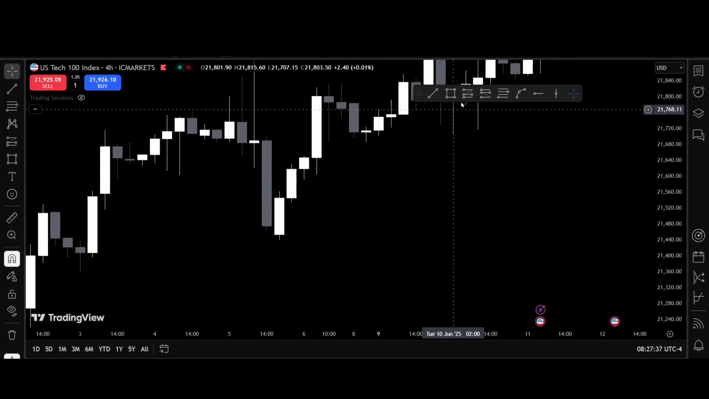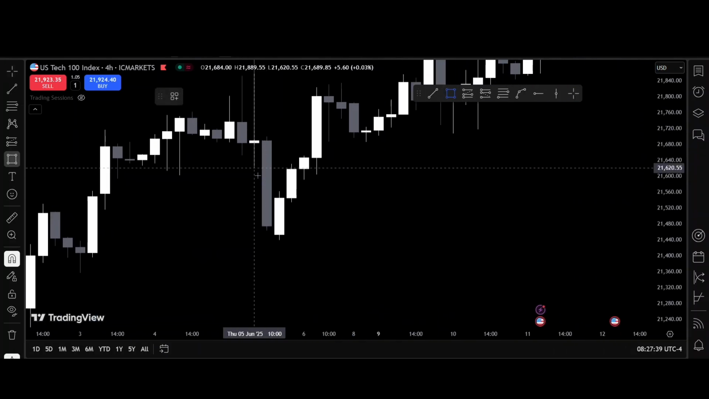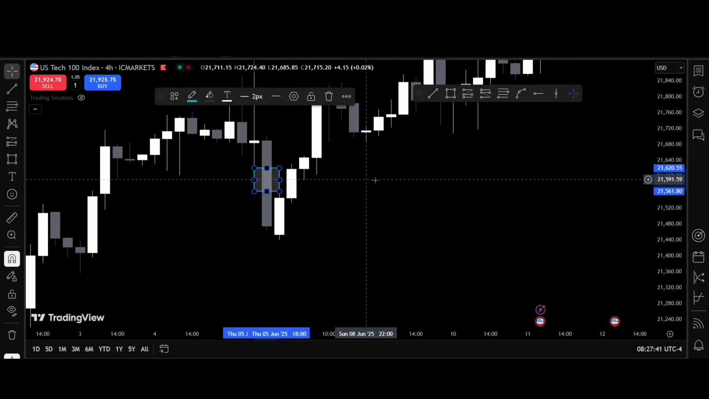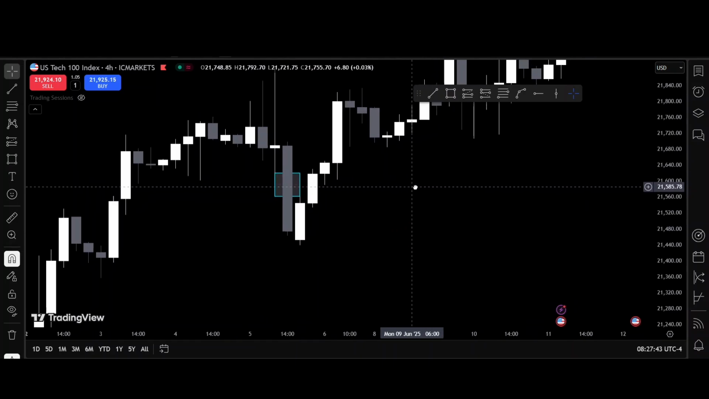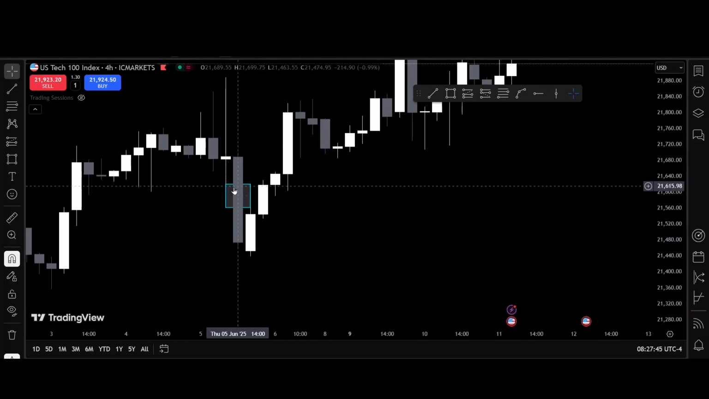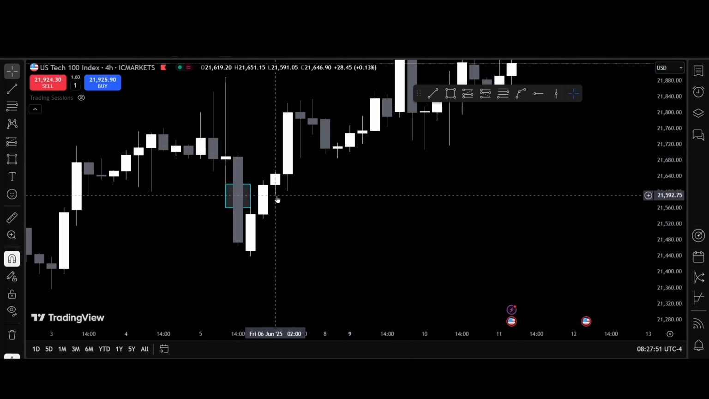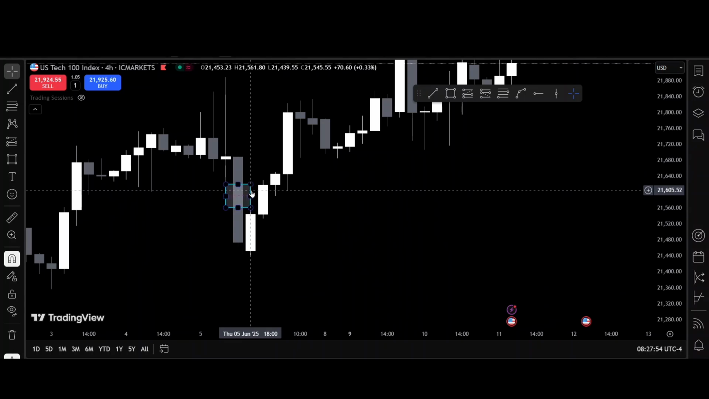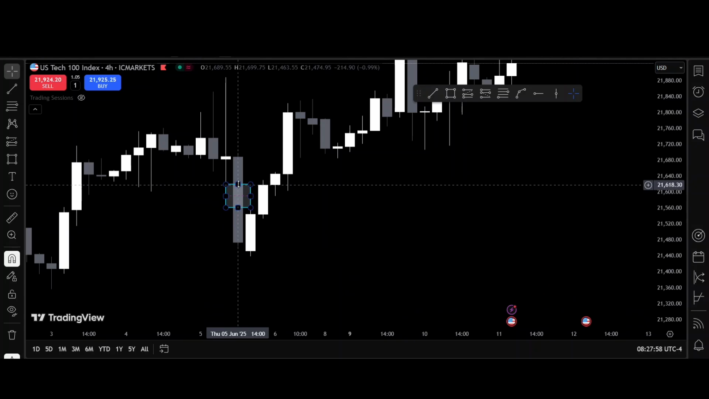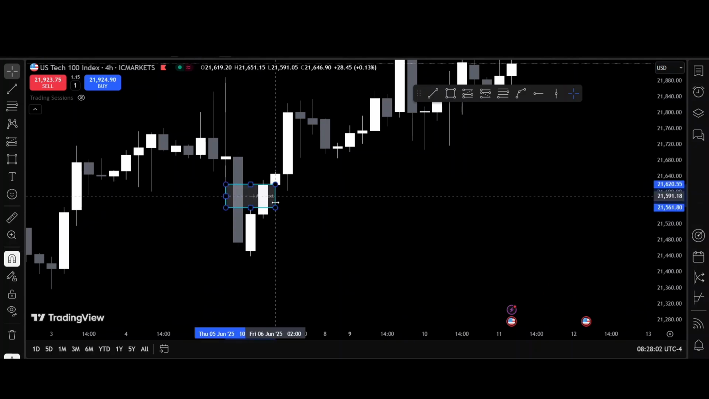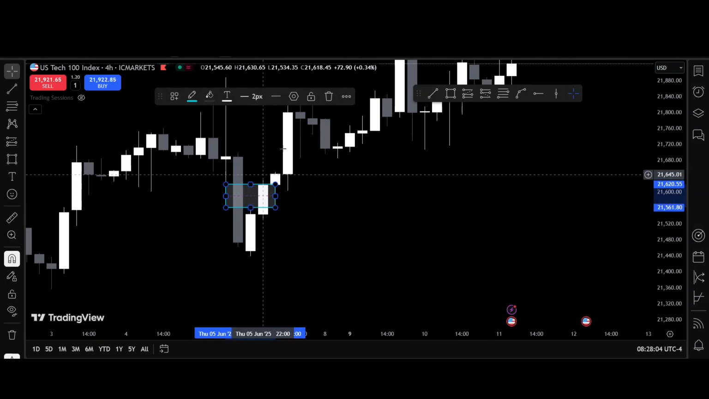Like right here, this is a bearish fair value gap because the wick of the first candle doesn't overlap with the wick of this third candle in the second candle's body. That's why this is a bearish fair value gap.